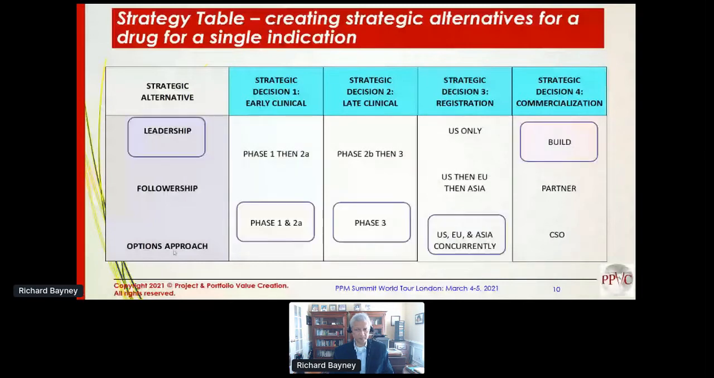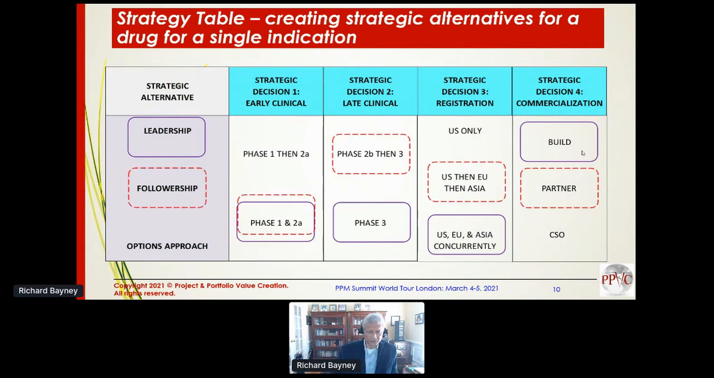Let's start with leadership. So a leadership strategic alternative could be conduct phase 1 and 2A concurrently, move directly to phase 3, register in all 3 regions concurrently, and build your own sales force. There's nothing right or wrong about this linkage. This is the way the team or the organization is determined. That is how the leadership strategic alternative would be basically comprised.